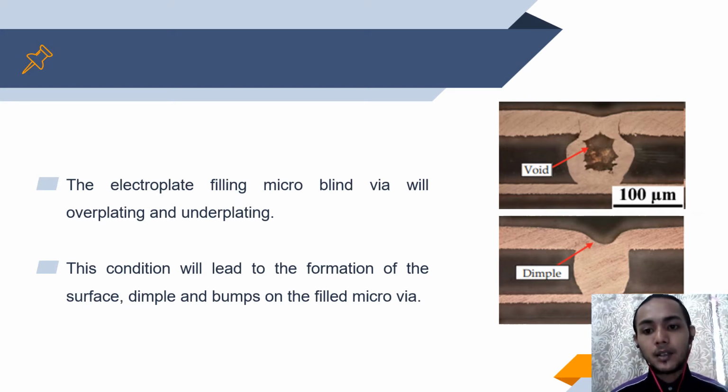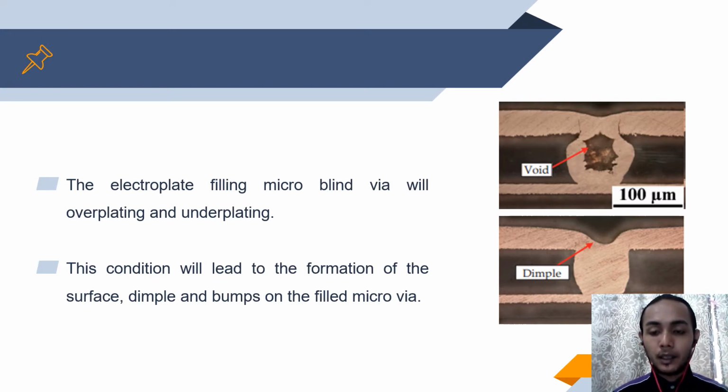Okay, as shown in the figure, there is a void in the via, and there is the dimple in the via.